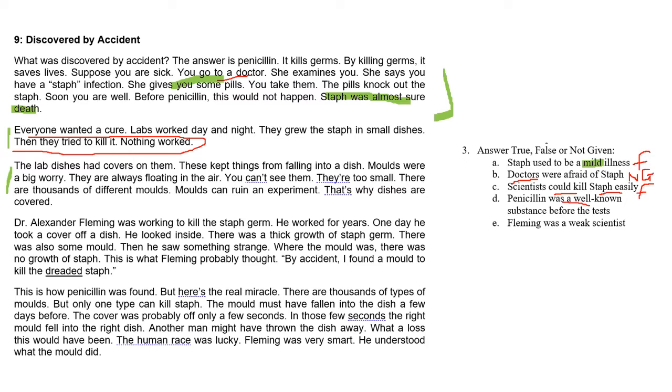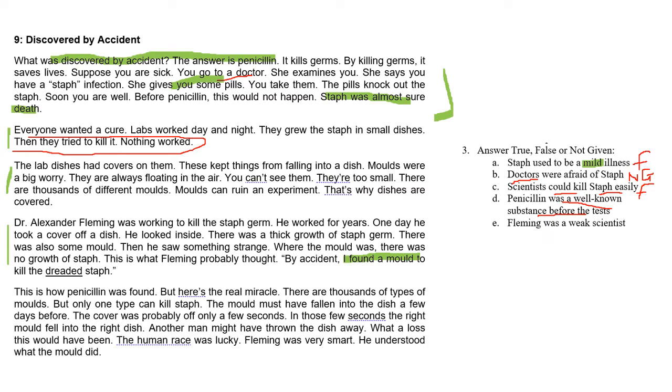D, penicillin was a well-known substance before the tests. Well, there's a few parts of the passage that are going to help you to know this. What was discovered by accident? The answer is penicillin. Now, when you discover something, it means you find it for the first time. You didn't know about it before. And in this paragraph, it talks about mold. I found a mold. It doesn't say I found penicillin. It says I found a mold.